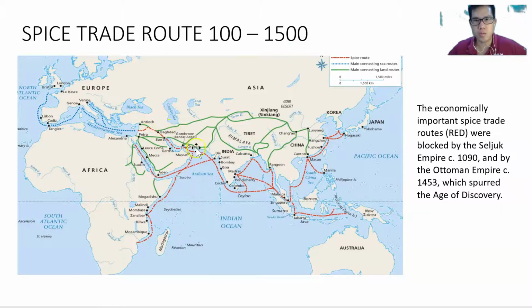But what happened during the spice trade is that the route over here was blocked. You can see that it was blocked by the Seljuk Empire in 1090, and by the Ottoman Empire in 1453. So when the routes were blocked, they could not trade the spices.